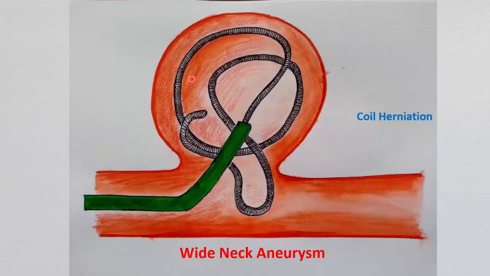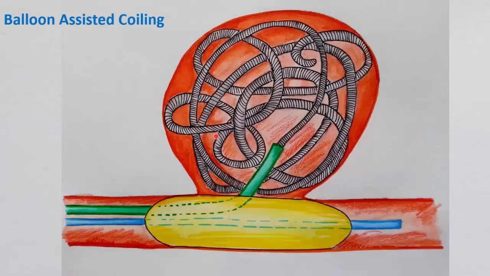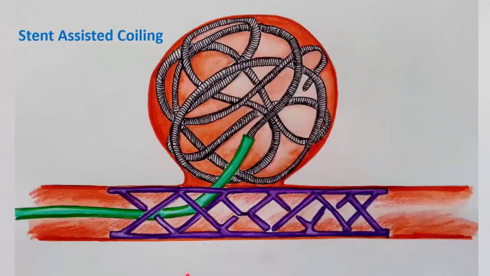So the coil often herniates across the wide neck into the parent artery. So to avoid this coil loop to herniate across the wide neck, we often inflate the soft balloon across the neck of the aneurysm. So this balloon supports these coils and will prevent this coil from herniating across the parent artery. It also helps in dense packing of the coil.